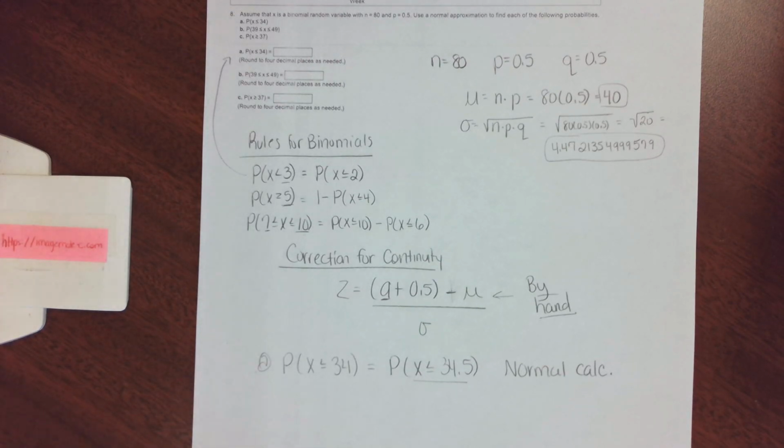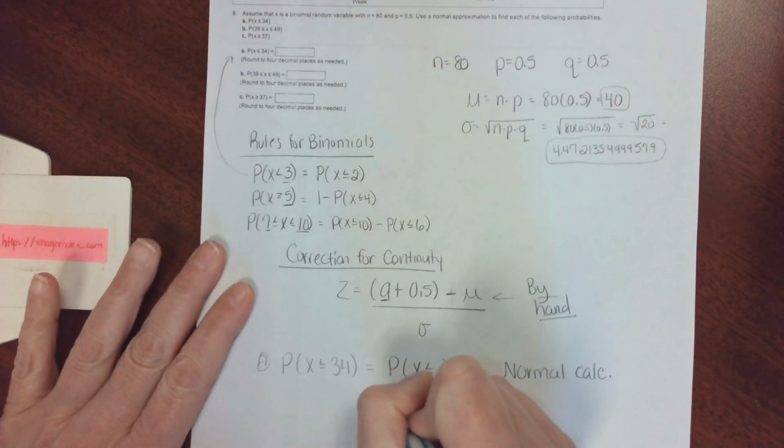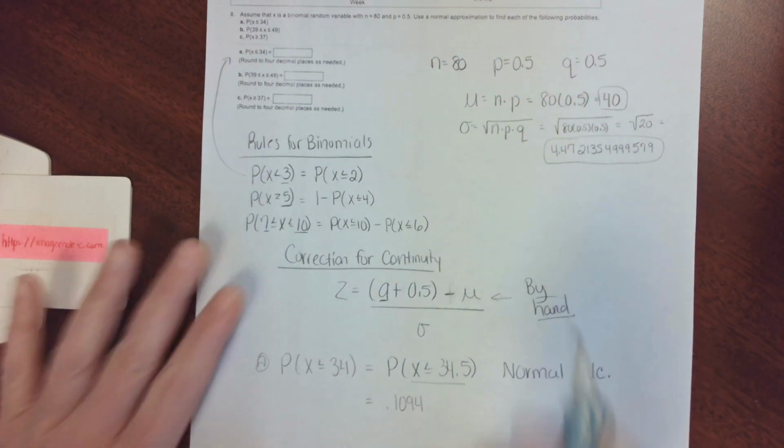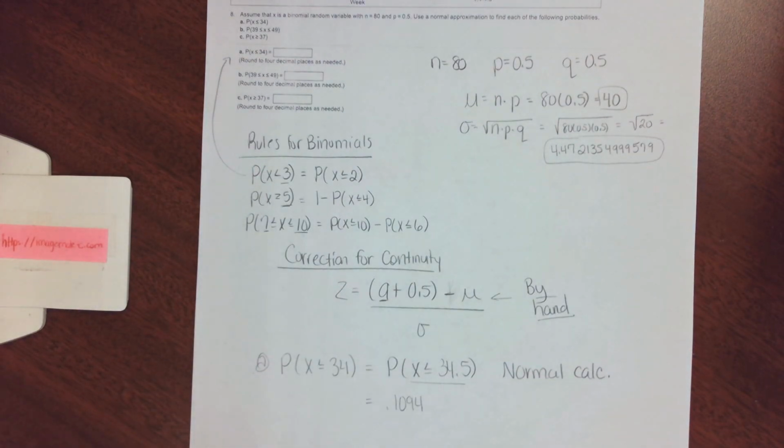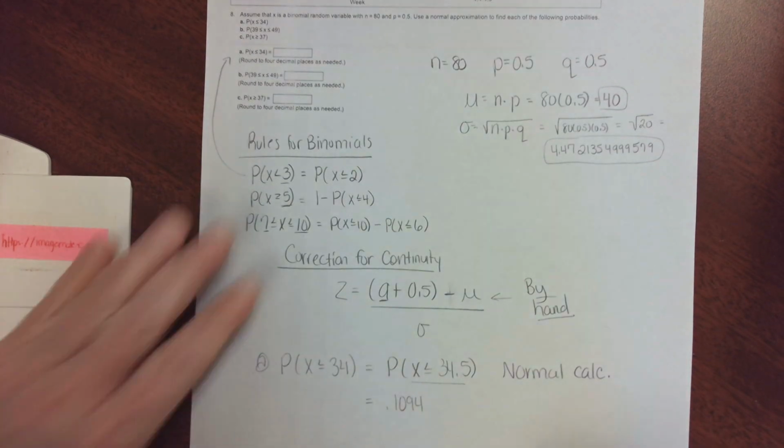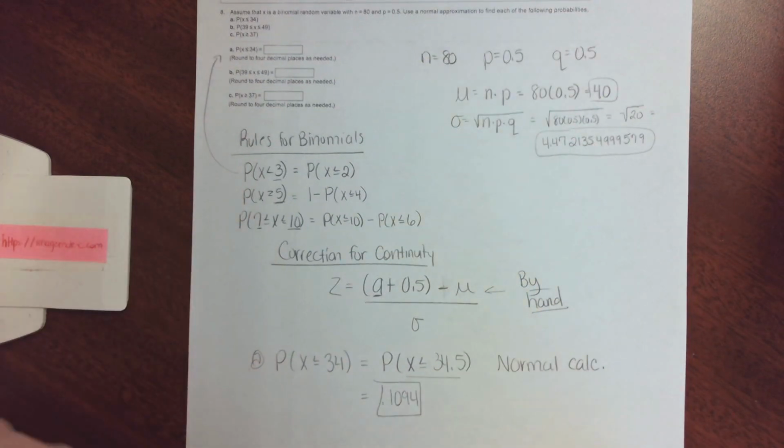4,999,579. We're doing a less than equal to 34.5, and I'm getting out a 0.1094. Okay, a 0.1094. So that is probability of the first piece.